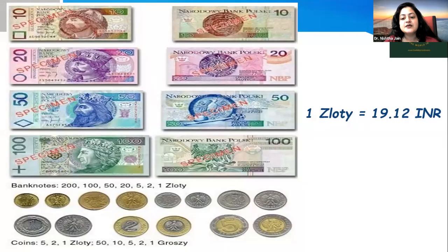So this is the currency. 1 zloty is equal to 19.12 Indian rupee. So here are the banknotes: 200, 100, 50, 20, 5, 2, 1 zloty. These are the banknotes for these figures and the coins here. Fine. So the coins are what? Grossi.